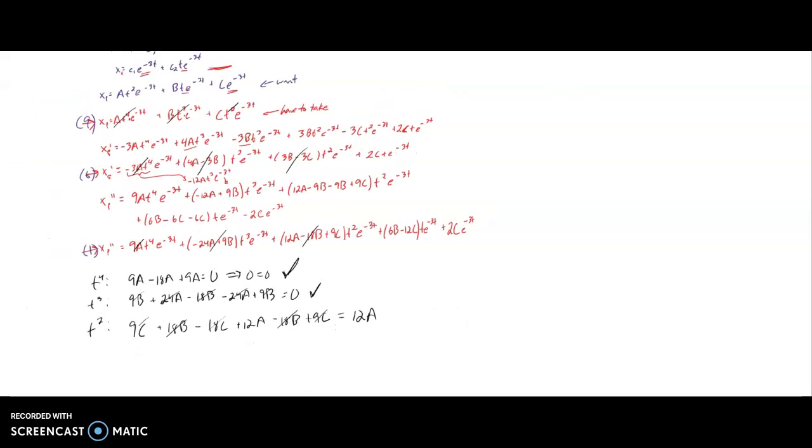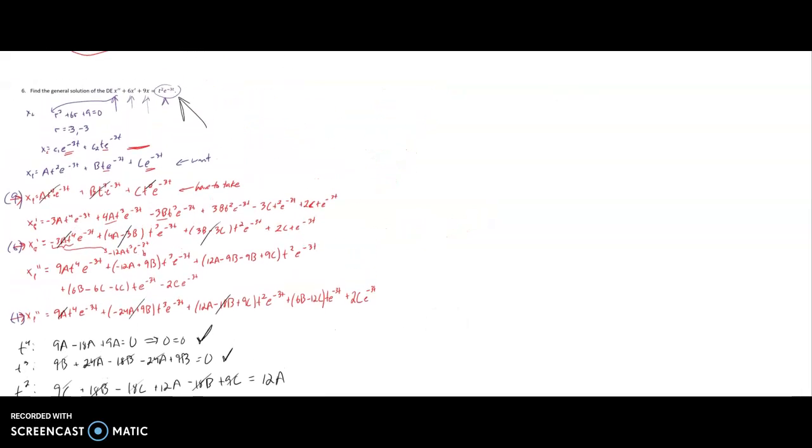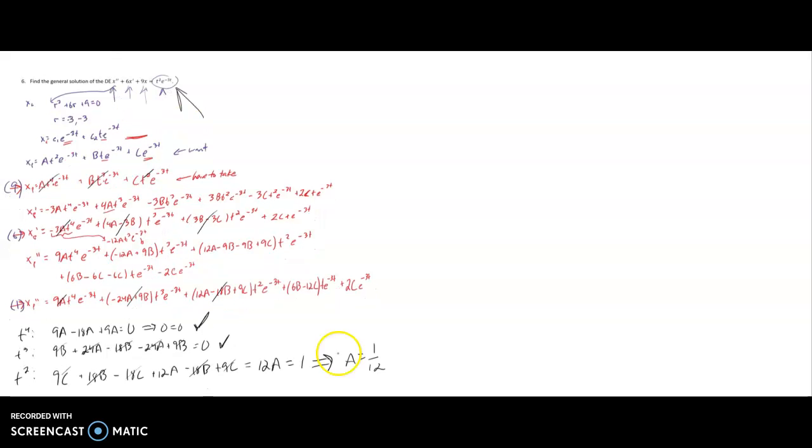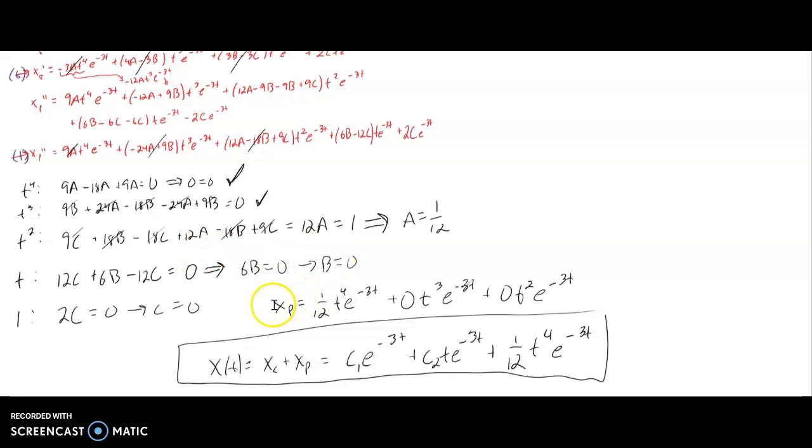And again, come up here. I set that equal to 1 because that's the coefficient there. That gives me a equals 1/12. I'm going to do the same thing with the next 2 lines, and I'm going to get that b and c are both 0, which, pause if you want to take a look at that work, gives me this is my xp, which gives my x of t is xc plus my xp. So this plus 1/12 t to the fourth e to the negative 3t.